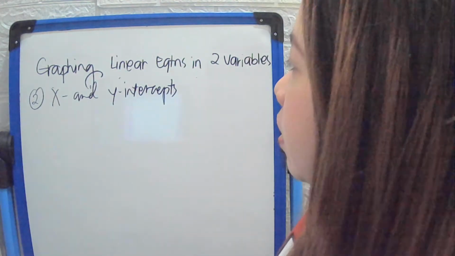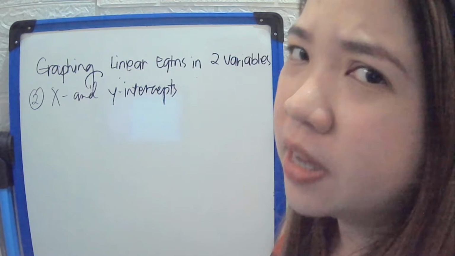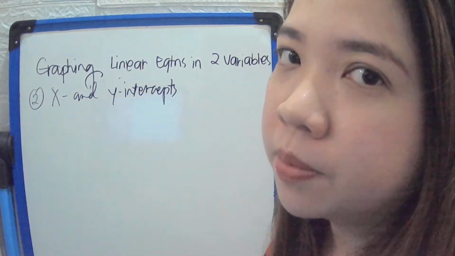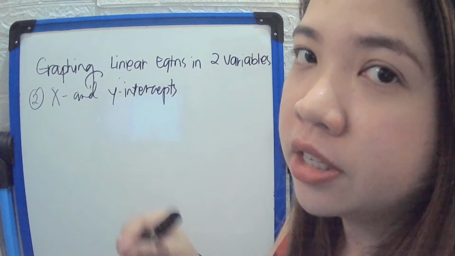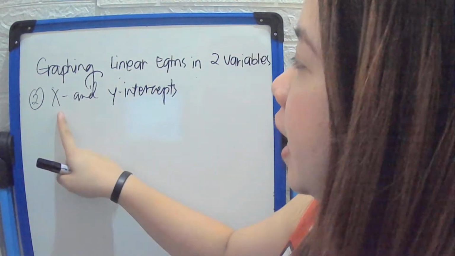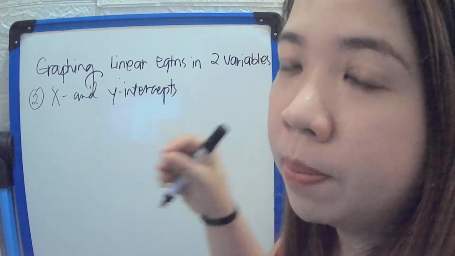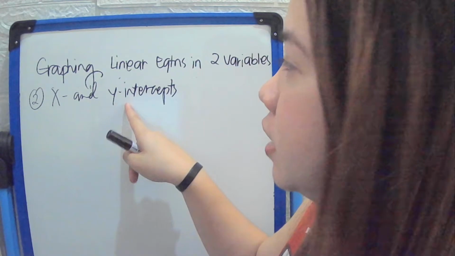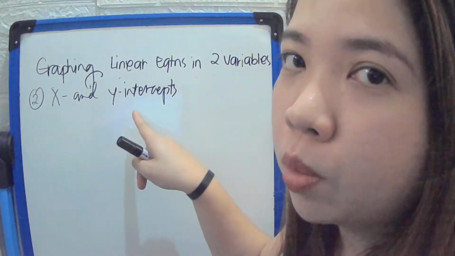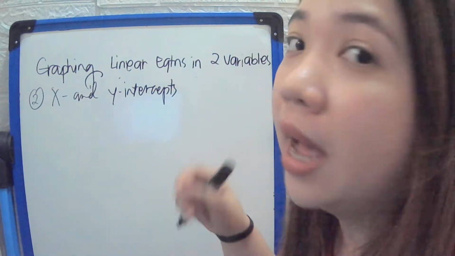So, for example, what are intercepts? Intercepts are those points in which the line will pass through in the x and y axis. So, for the x-intercept, it is where the line will pass through in the x-axis. Whereas in the y-intercept, this is the y value in which the line will pass through in the y-axis.